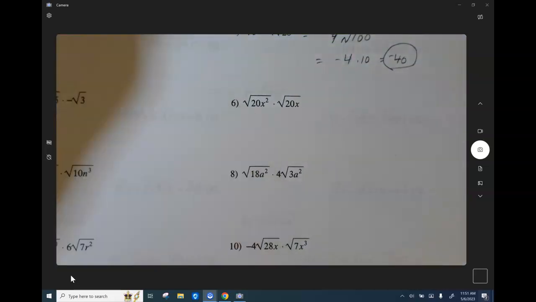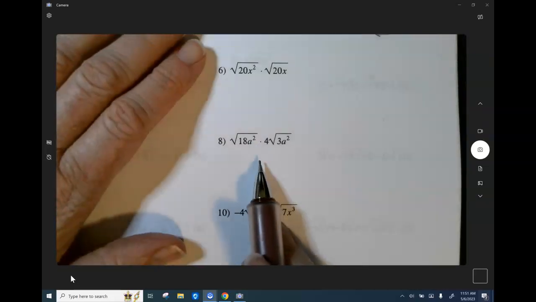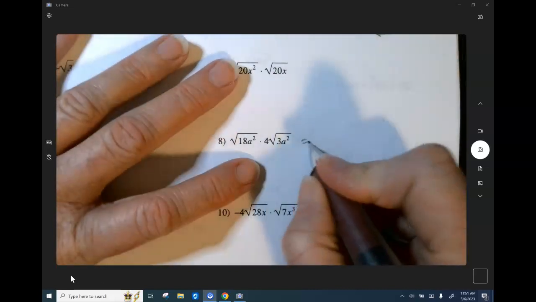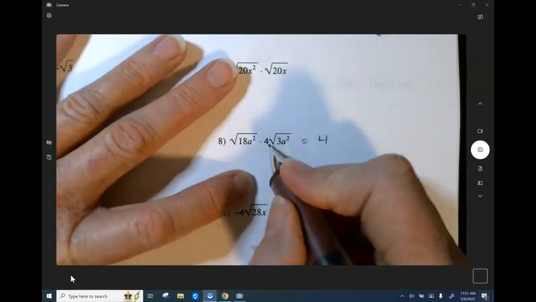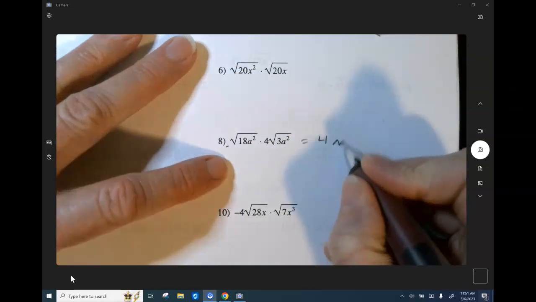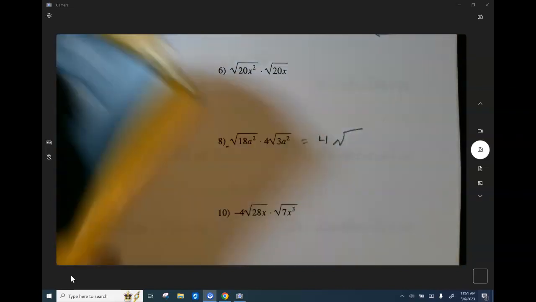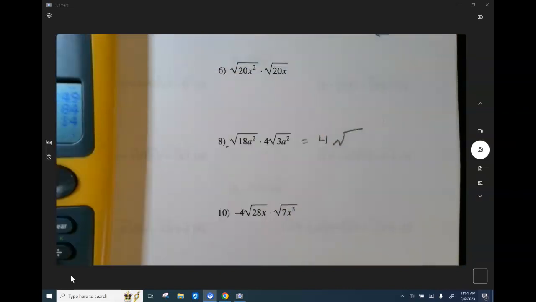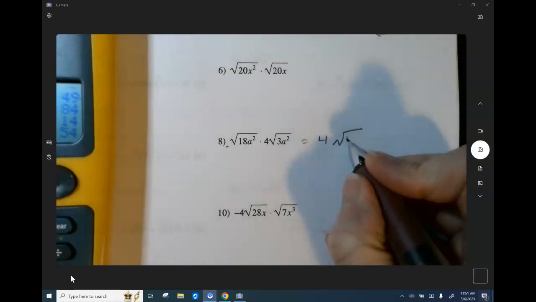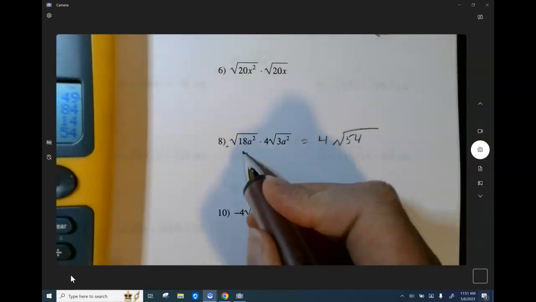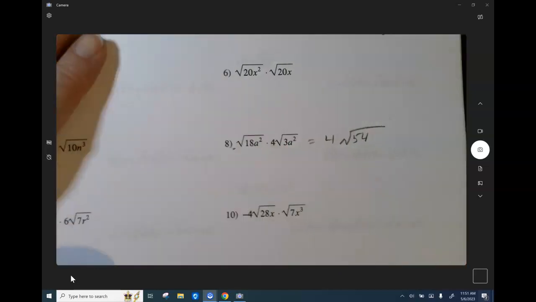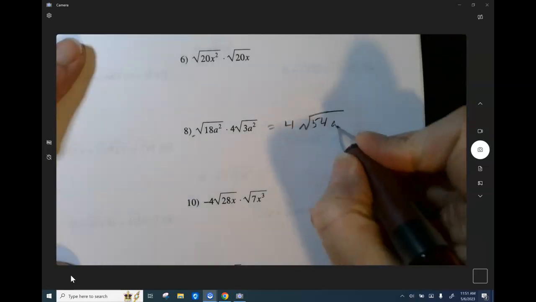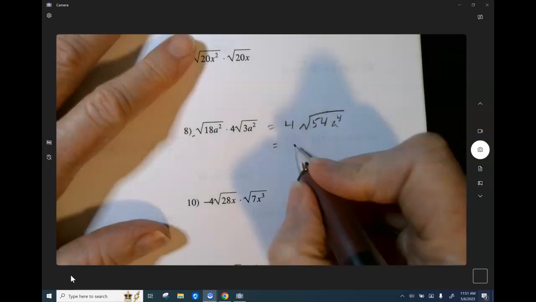Okay, let's jump down to 8, because I want to spend more time on what's coming up later. On number 8, we're going to multiply like we did before. The 4 stays on the outside because that's 4 times 1. We're going to multiply what's underneath. So 18 times 3 is going to be 54. A to the second times a to the second: when I multiply like bases, I add my exponents. Okay, so the 4 hangs out.